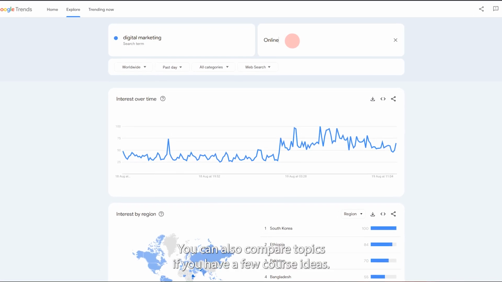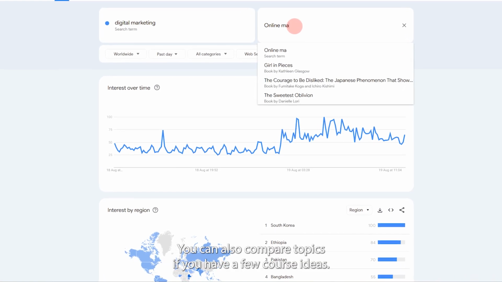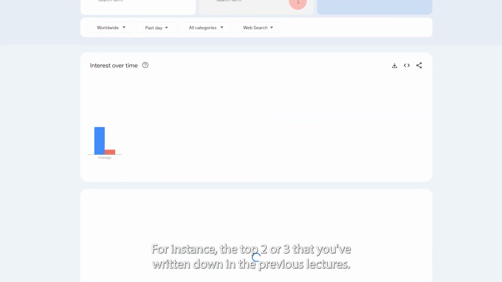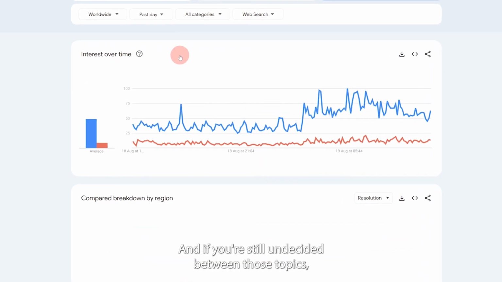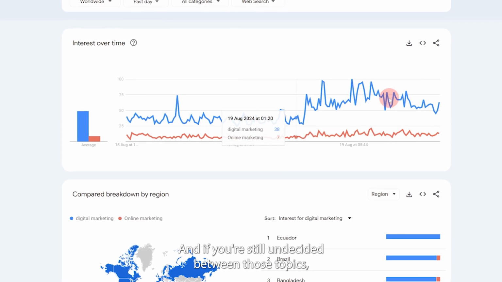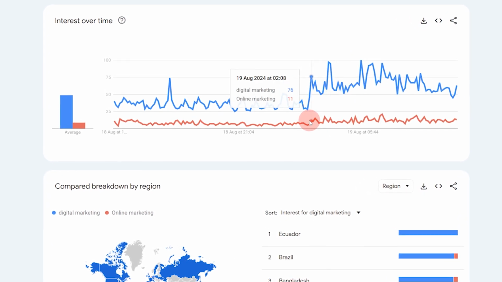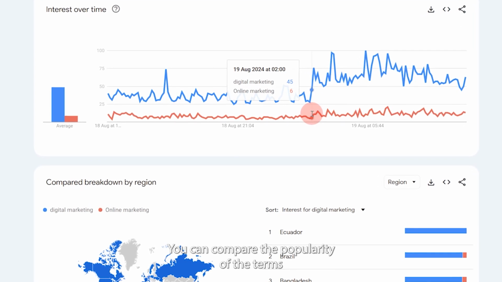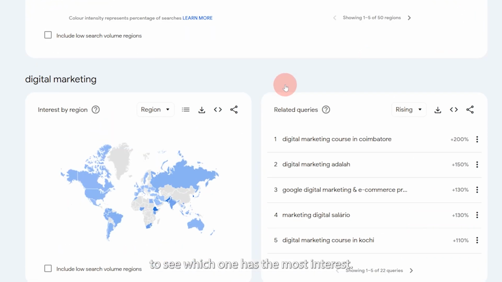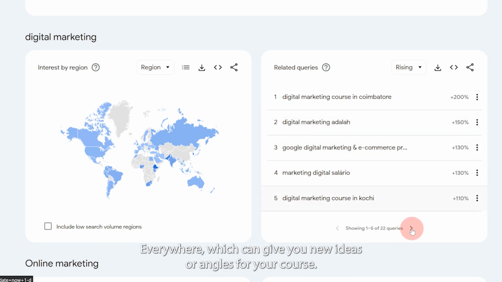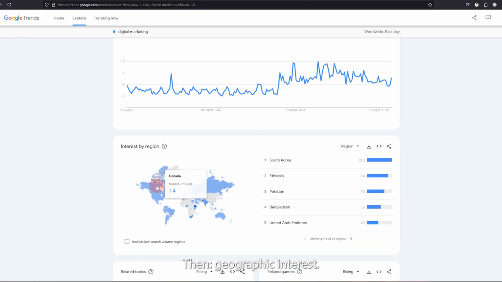You can also compare topics. If you have a few course ideas, for instance, the top 2 or 3 that you've written down in the previous lectures, and if you're still undecided between those topics, you can use Google Trends to compare a few course ideas. You can compare the popularity of the terms to see which one has the most interest. Google Trends also suggests related topics and queries, just like Keywords Everywhere, which can give you new ideas or angles for your course.